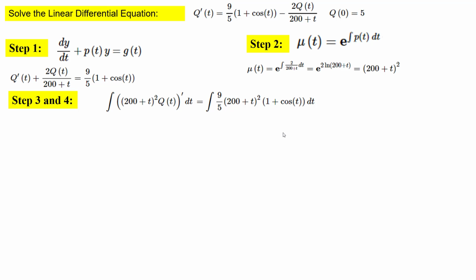I'm going to skip the steps for this integration, so if you want to pause here and see if you can do it, the way you would integrate it is to use tabular integration by parts, or you can use integration by parts 3 times. Let u be this function, 200 plus t squared. It's a polynomial. Its derivative will eventually be 0. And let dv be 1 plus cosine of t. Its integrals will never die, but they'll be easy to find. I'm going to leave that part out just so the slide doesn't get too crazy.